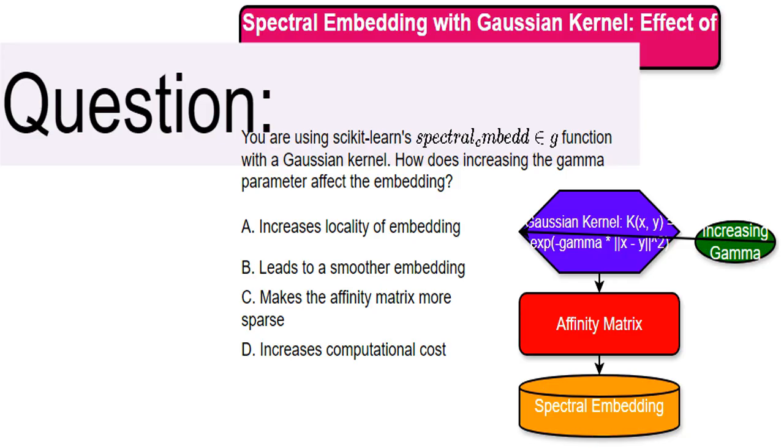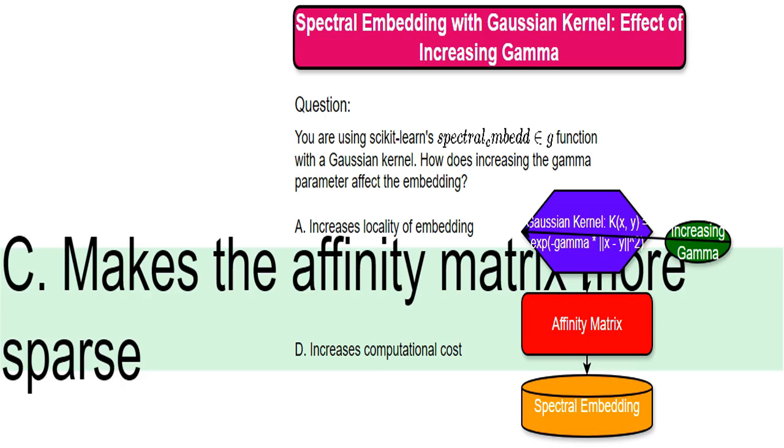This is the core question. We're exploring how changing the gamma parameter in a Gaussian kernel used with spectral embedding affects the results. I'll guide you through understanding the impact on the embedding. Let's dive in. Increasing gamma makes the Gaussian kernel narrower. This means only data points very close together will have a significant similarity score, recorded as non-zero values in the affinity matrix.